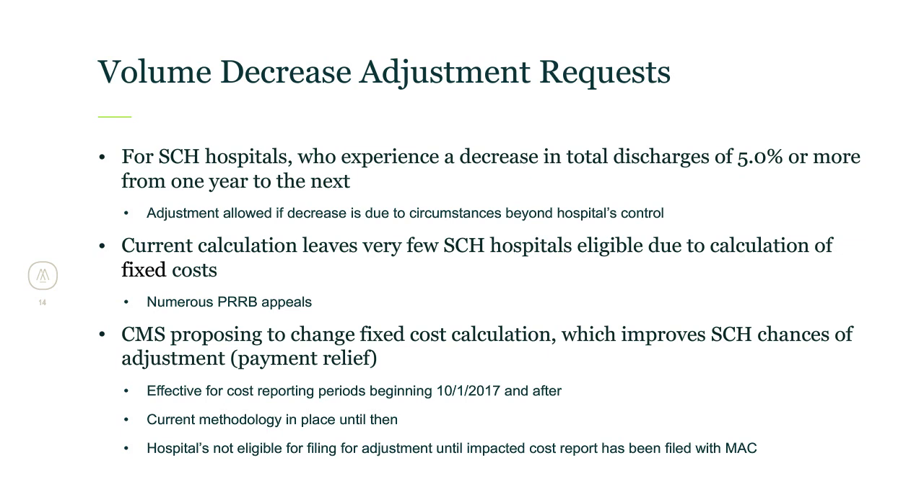Examples might include a catastrophic event. I know we've had some hurricanes here in the last couple weeks, or maybe an economic downturn in the community, just to name a couple that come to mind. Currently, very few sole community hospitals receive a volume decrease adjustment due to CMS's approved calculation of fixed cost. Consequently, that has led to a number of PRB appeals on this subject.